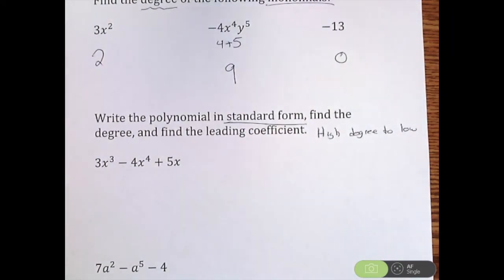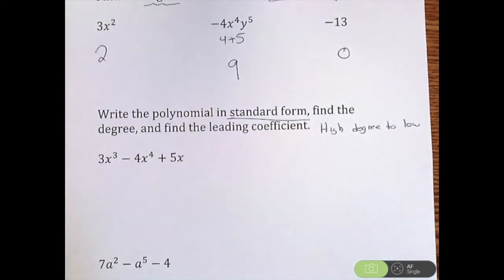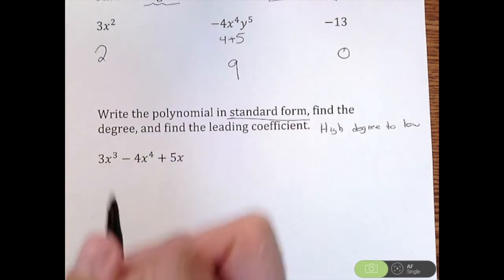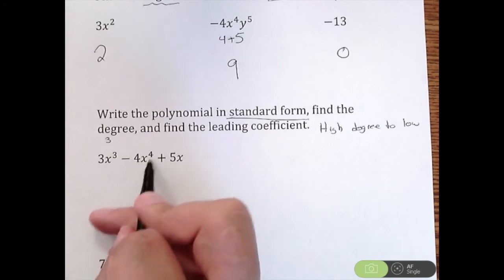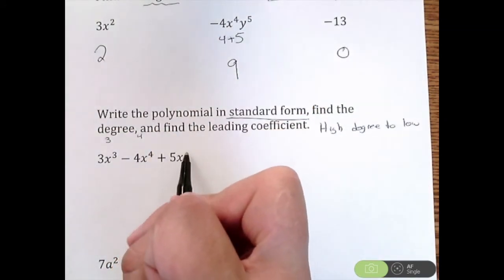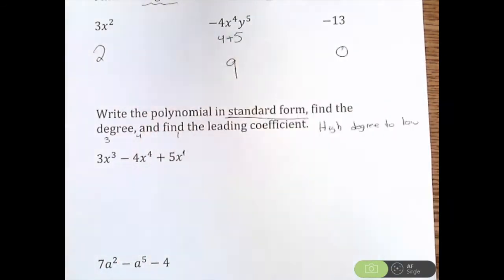So let's start with that in this first example. I have 3x to the third minus 4x to the fourth plus 5x. So the degree on this first monomial here, 3x to the third, that is a degree of 3. Minus 4x to the fourth, the degree there is going to be 4. And 5x, that's like x to the first power, so the degree there is 1.